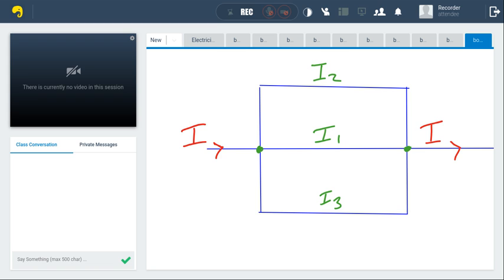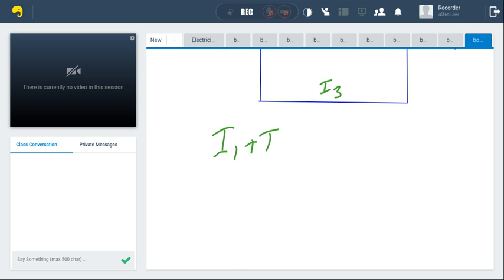And what I would say now is, and I'm not going to pause for a few seconds, I'm going to go straight into it, is that I1 plus I2 plus I3 is equal to I. That's not to say that I1, I2, and I3 are equal to each other or anything like that. It's simply to say that there was a current going in and a current going out.